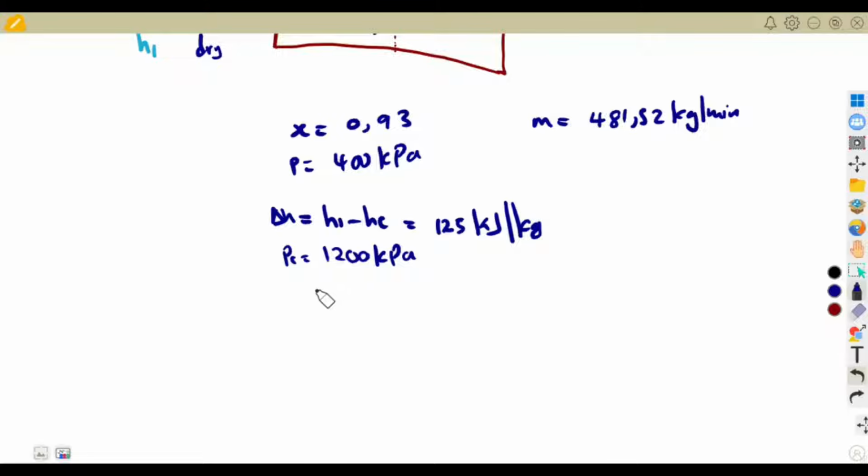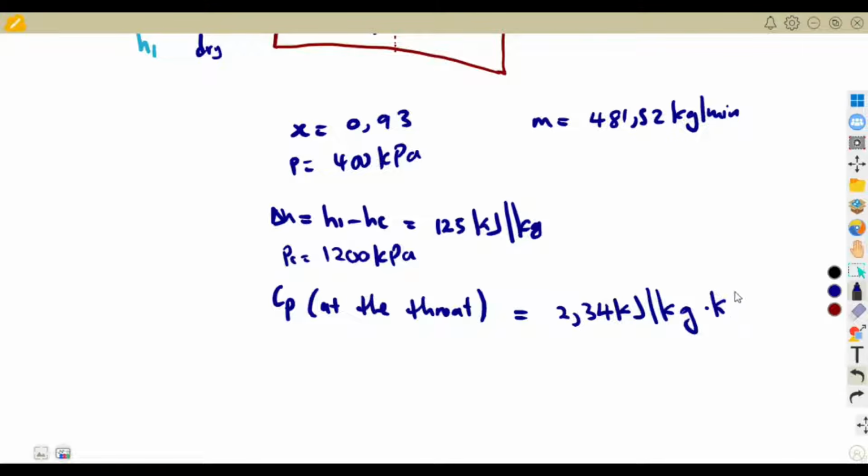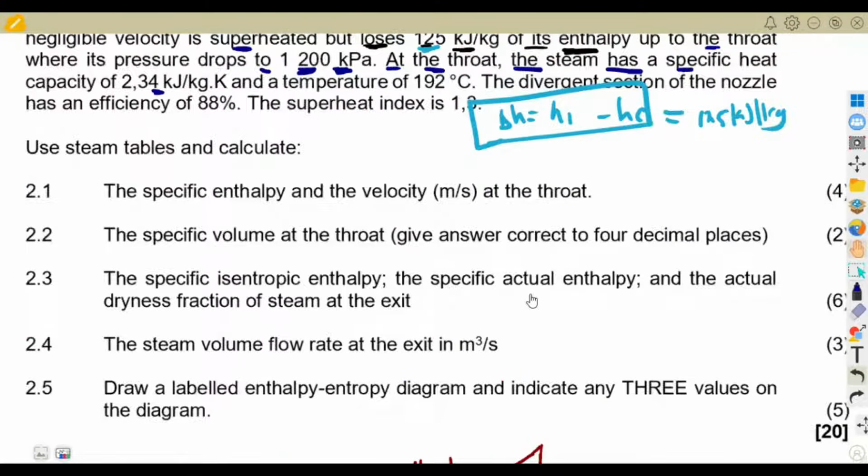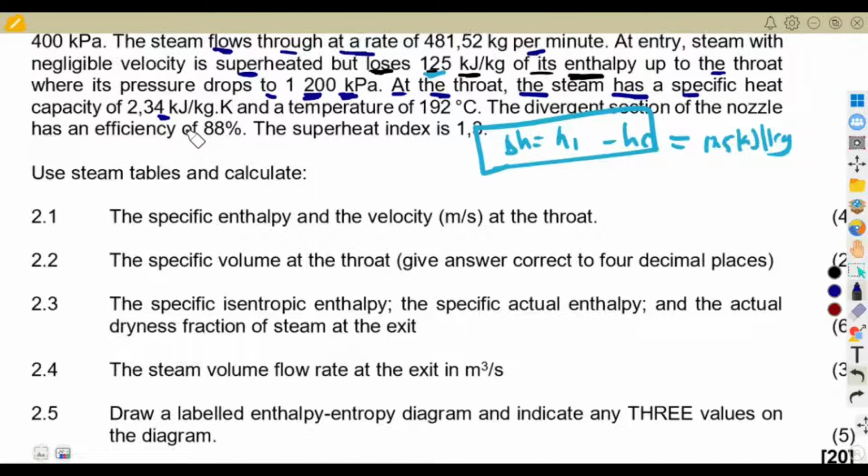So we got the specific heat capacity in this case at point C, that is at the throat, because that's where the steam is being superheated. So we're given this as 2.34 kilojoules per kg Kelvin. All right, that is what we are given in that case. According to our information, this is it. But if we take it here, it's supposed to be per degree Celsius, because we're going to use our temperature in degrees Celsius. But anyways, it does not affect.